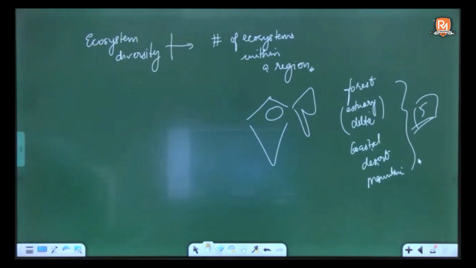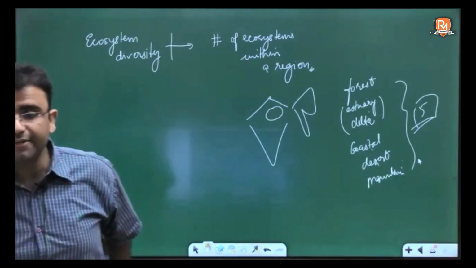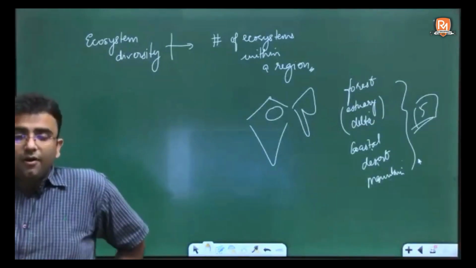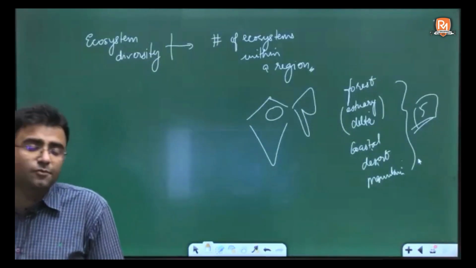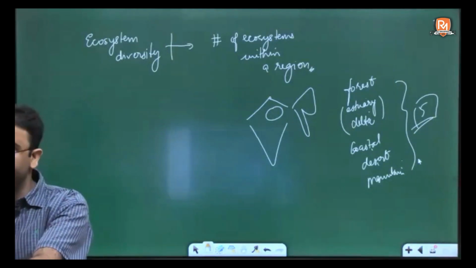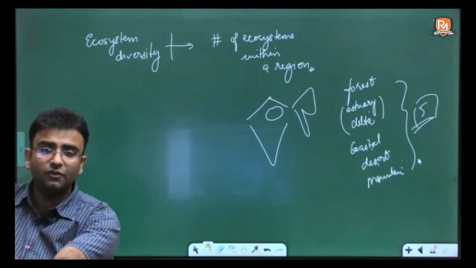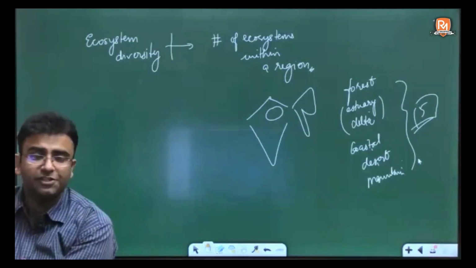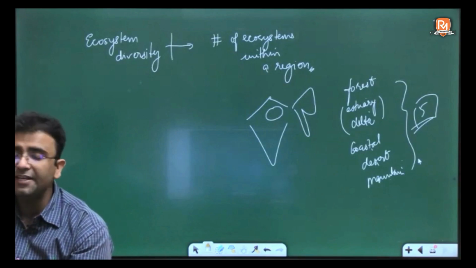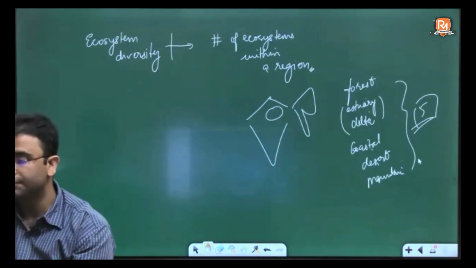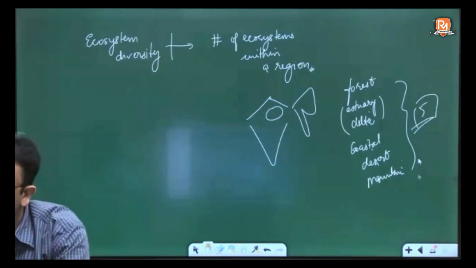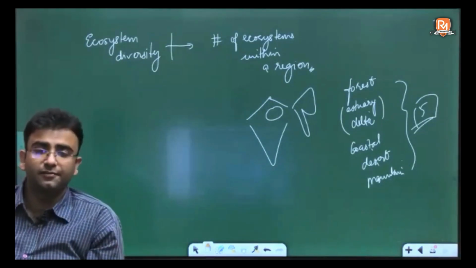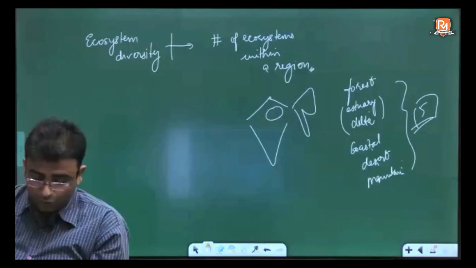So you can write down that India is ranking 7th in the world in terms of number of mammal species, 9th in terms of birds, and 5th in terms of reptiles.